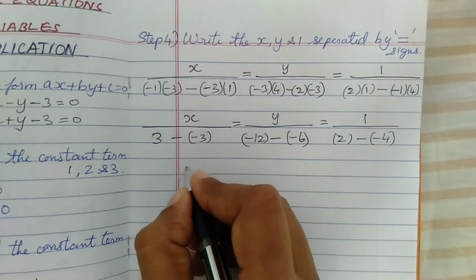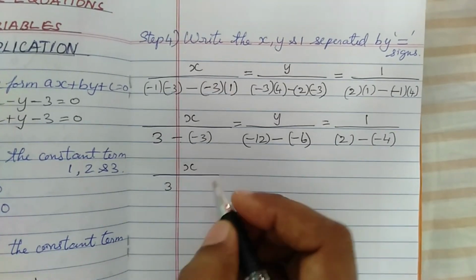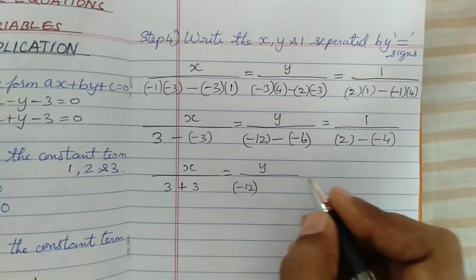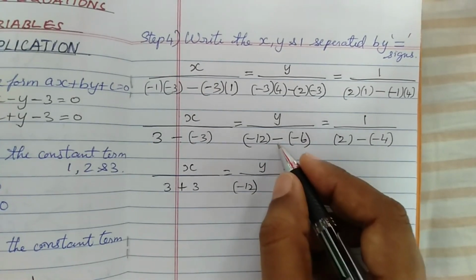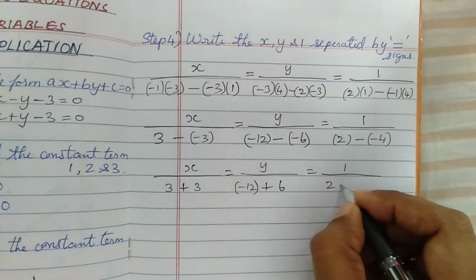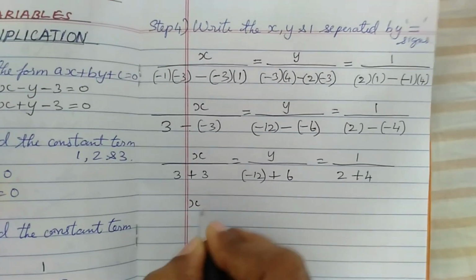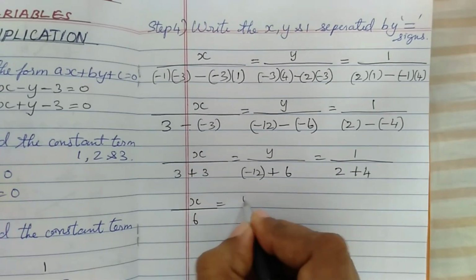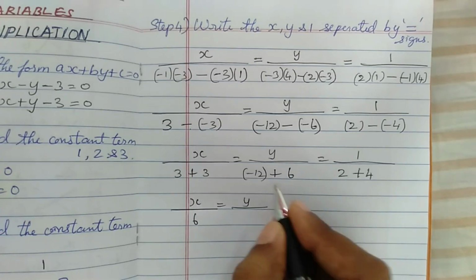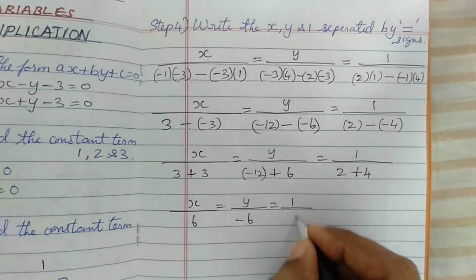Now again let's solve it. X by 3 here, and your minus into minus is plus, so plus 3 is equal to y minus 12. You can write it remains the same. Now on your right hand side, your minus into minus is plus 6 is equal to 1 by 2 will remain there, so your minus and minus is plus, so plus 4. Now x by 3 plus 3 is 6 is equal to y by minus 12 minus 6, minus and plus is minus, so 12 minus 6 is 6. You will take the sign from the greater number, so minus 6 is equal to 1 divided by 2 plus 4 is 6.